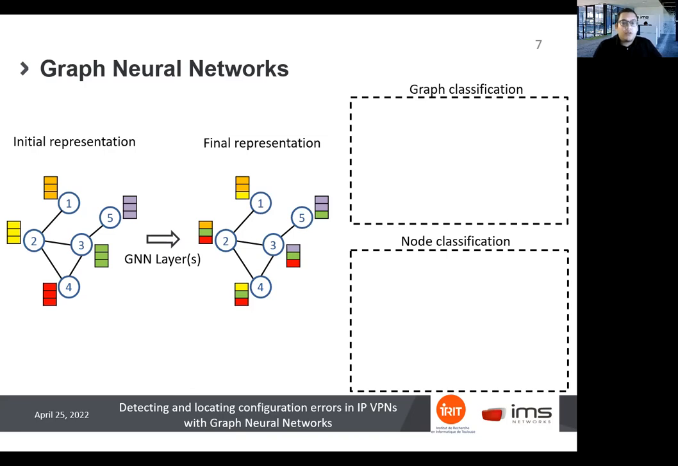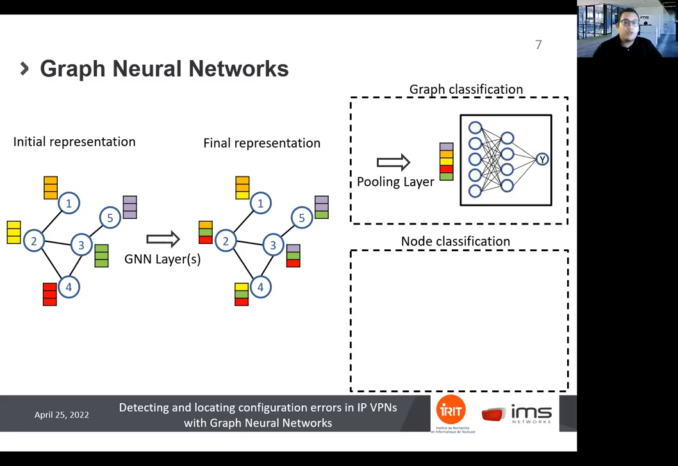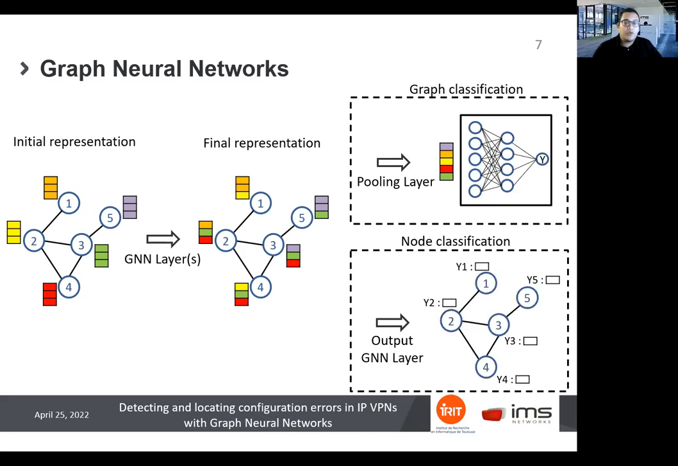For the graph level tasks, we must pass the final representation through a pooling layer, and the result of this pooling layer will be used by neural network layers to be classified. For node level classification, we pass the final representation through an output GNN layer to classify each node of the graph. The difference is that for a graph classification, we will have one output for the whole graph. But for node classification, we will have an output for each node of the graph.